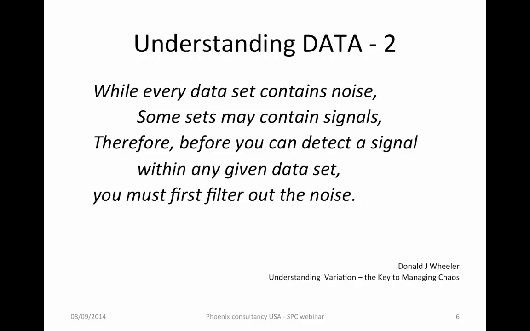The second principle that Wheeler's work gives us is that while every data set contains noise, some sets may contain signals. Therefore, before you can detect a signal within any given dataset, you've got to filter out the noise first. Failure to understand this principle can lead to mistaking signals as noise and vice versa.